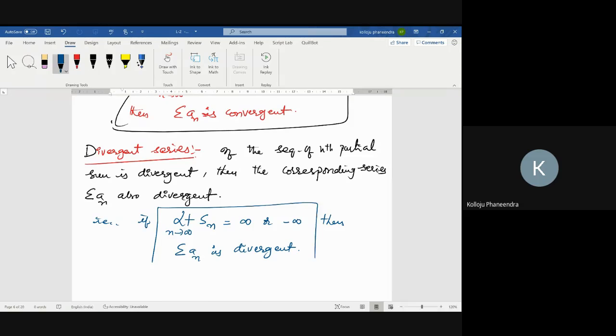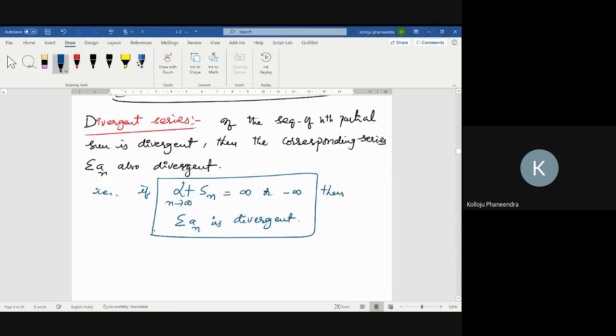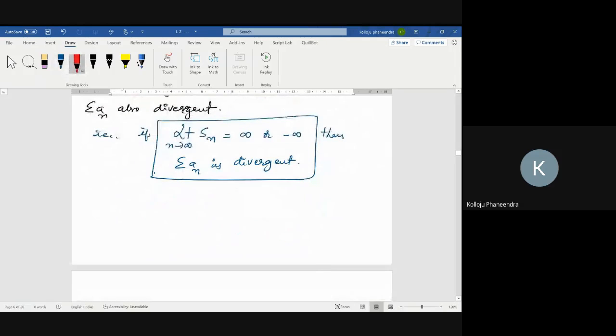So you remember this, sigma an is divergent. And next one, obviously, what is the another one? Oscillate series. Similarly, here oscillate series, there are two ways. Oscillates finitely, oscillates infinitely. So directly I'm giving, what is that?